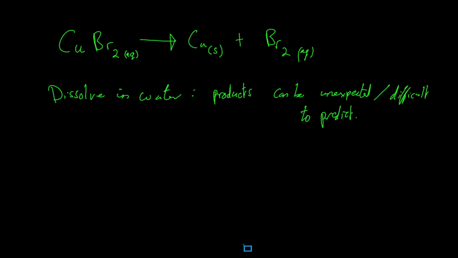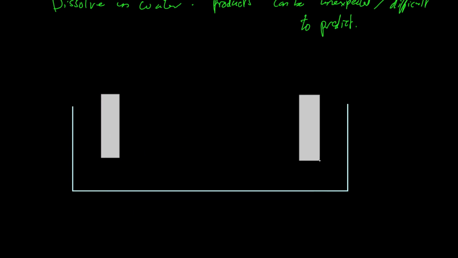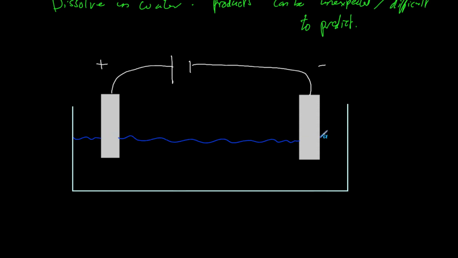If we have a beaker, like so, we're going to have our electrodes in there. So our electrodes, like so, they're going to be joined up with a power source in between. Power source, here we go. This is the negative electrode, this is the positive electrode. And we don't have a molten compound here. We have a copper bromide solution. And copper bromide solution is going to be this blue colour. Like this.